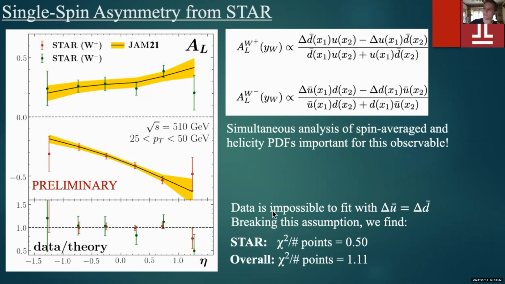We've tried fitting this observable with delta d bar, u bar equals d bar, so assuming no flavor asymmetry, and it turns out it's impossible. But breaking this assumption, we are able to fit the data, as you can see on this plot, and we find a chi-squared over the number of points of 0.5. And for the overall fit, including all of the other data, we find a chi-squared of 1.11, illustrating that we are able to fit all of this data well.